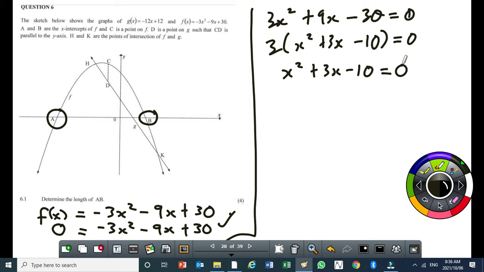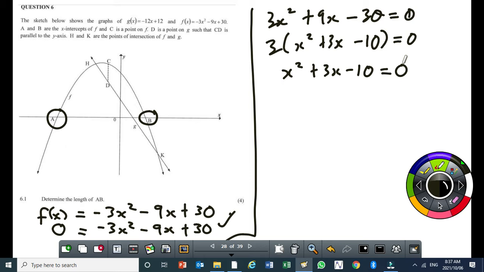I could also use the quadratic formula to solve, because the objective here is to get the value of x at A and the value of x at B. How you get it, whether you solve the quadratic equation by factorization or by the quadratic formula, is not what matters. You just want to get the x-intercepts. So you have two options. If you have confidence that you can factorize the trinomial, then go ahead. But if you don't, use the quadratic formula.